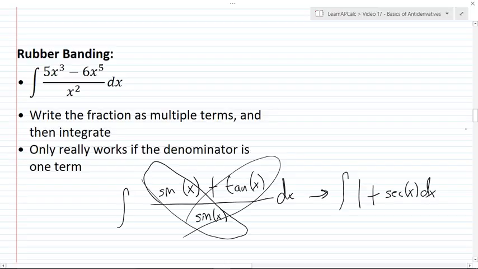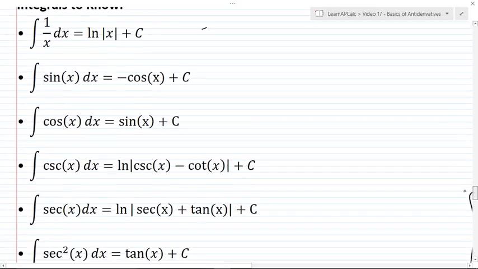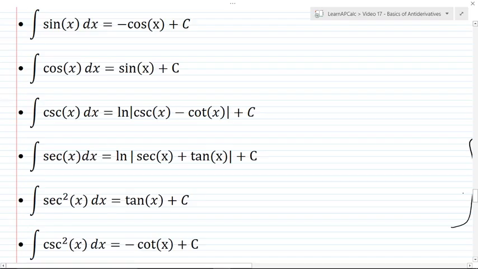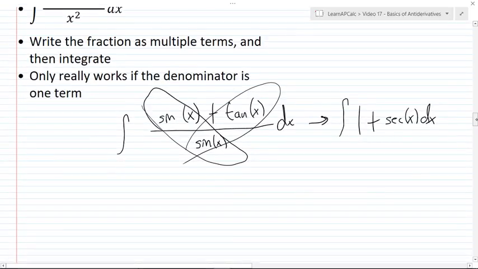Which brings me to my next point. Integrals you need to know. So the integral of secant, without knowing it, you'd have to do it by parts, which we'll talk about next week, but only if you're in BC. So the integral of secant is ln absolute value of secant x plus tan x. So we can integrate this.